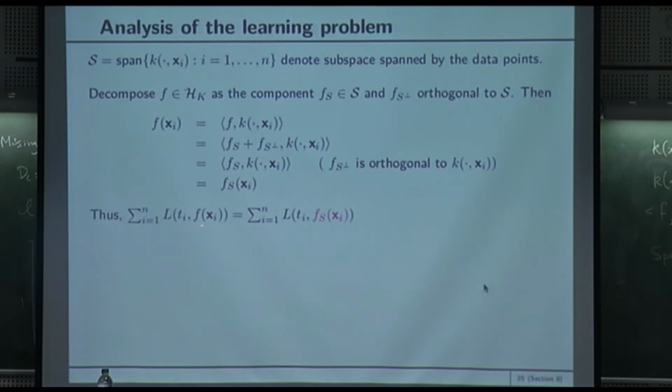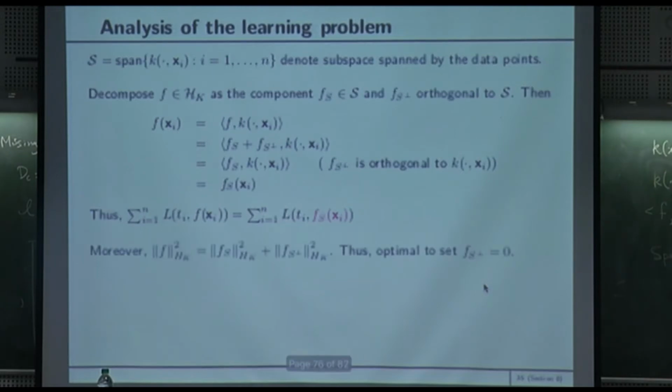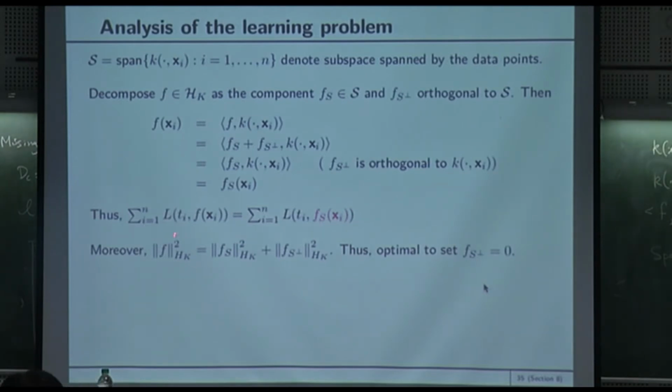Instead of f, I can put f_s(x_i), because f(x_i) is equal to f_s(x_i). At each of the data points, this function value is exactly equal to the function value at the span. Now, because this is a Hilbert space, it just acts like a Euclidean space. So if I look at the norm of f squared, it's equal to the norm of f_s squared plus the norm of f_s perpendicular squared.